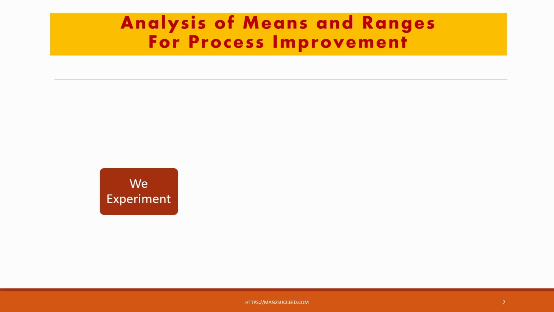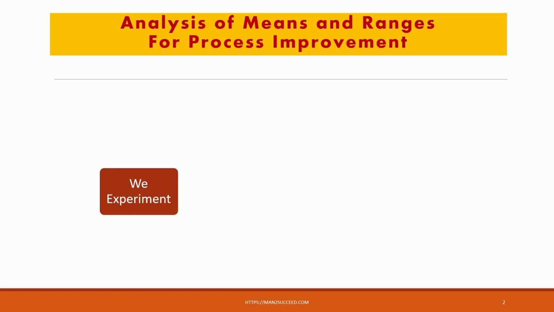Usually this ANOVA is used for certain experimental areas where we want to check whether all the means are equal or is there any difference between one or more means to the overall mean. So that we will be testing in the ANOVA. But here we are going to test two things. One is means, and the range also we will be checking. And this is ANOM and ANOR.